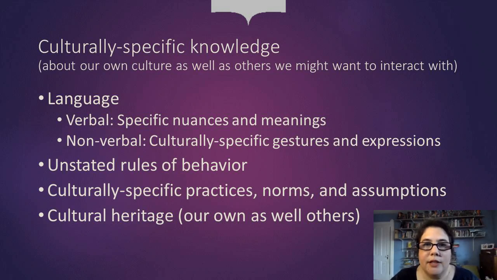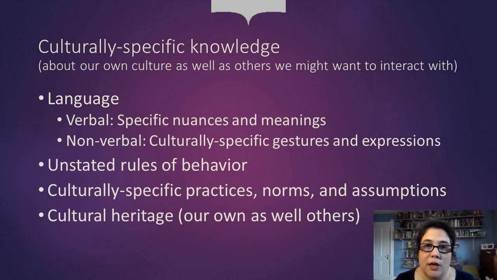So culturally specific knowledge, this really helps when you are trying to communicate with someone from a particular culture that isn't your own, having knowledge about that culture can be really important. And also knowing about our own culture so that you know where potential differences might exist. So things like language, both verbal, and this can be the difference between English and French, but it can also be the difference between American English and British English, or even within the United States, the difference between how a New Yorker talks and how somebody from Texas talks, that kind of thing.